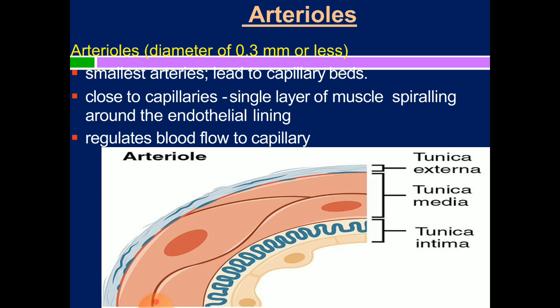Then the third type is the arteriole. Arterioles have a diameter of 0.3 millimeter or less. These are the smallest arteries. They lead to capillary beds. Close to capillaries, a single layer of muscles spirals around the endothelial lining, and they regulate the blood flow to the capillary. In the diagram, we can see the structure of the arteriole. It possesses all the three tunics of the blood vessels, but the tunica media is very thin.